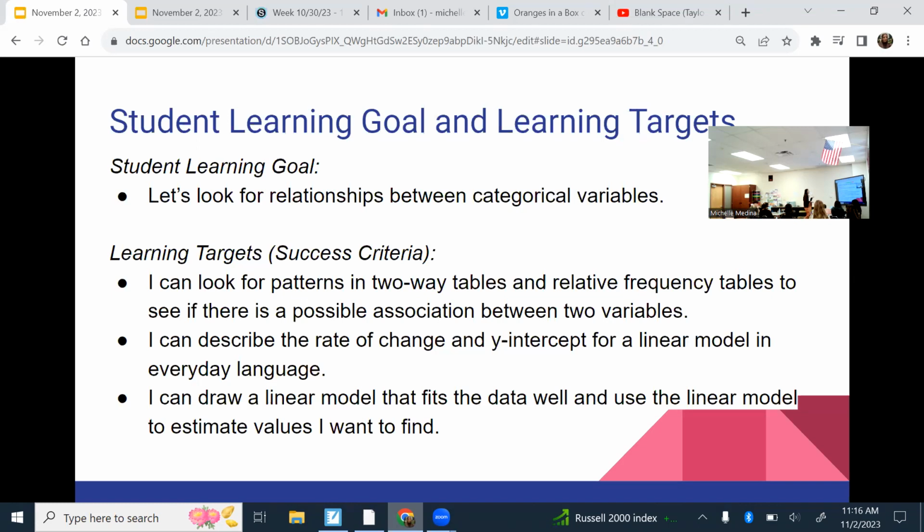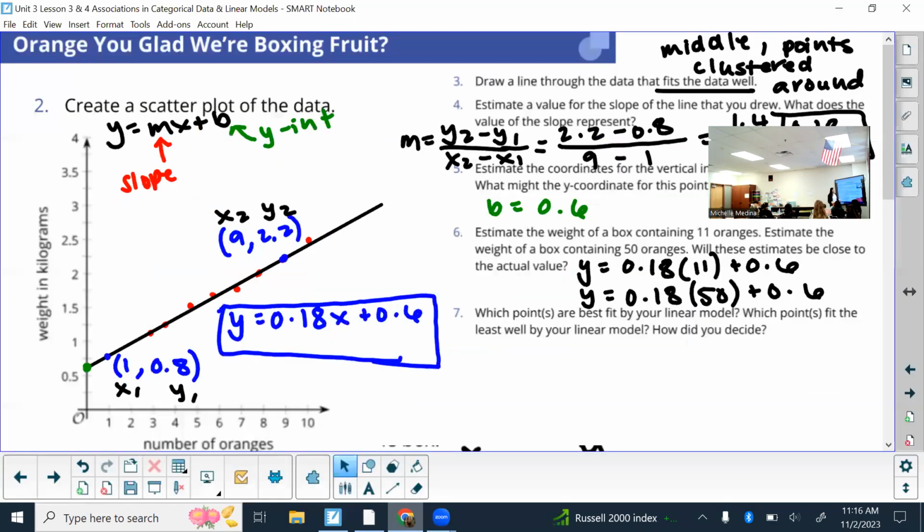Now that we did that in the notes, I am able to estimate the weight when there's 11 oranges, approximately. All I have to do is put that in the calculator. Or when there's 50 oranges, same thing. Or if there's 20 kilograms on the scale, how many oranges are there? We can figure that out too.